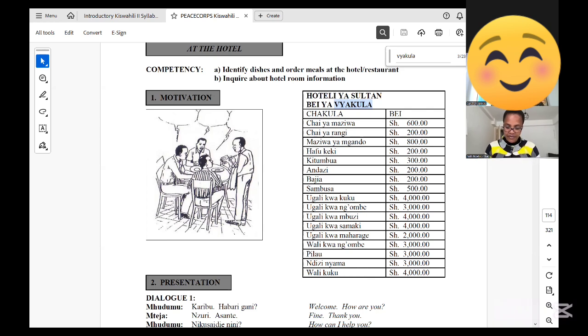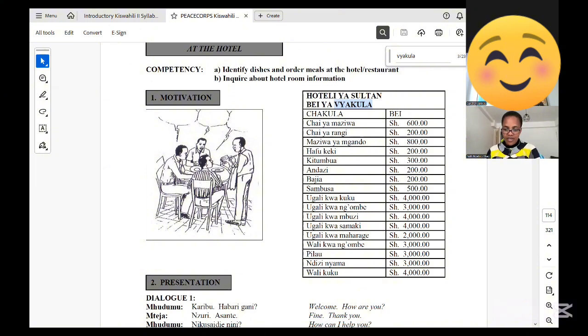And ndizi nyama. Okay, that one too you may not know. Endelea. Nyama is meat, I think. Meat. Yeah. But ndizi is banana. So it's banana with meat. Meat, yes. And then wali kuku, so spiced rice with chicken. Yes. Is that all?